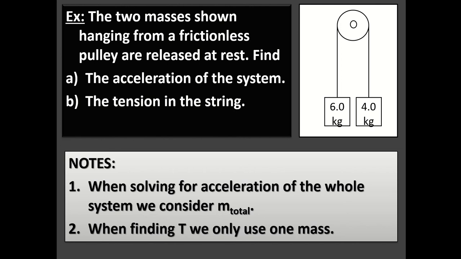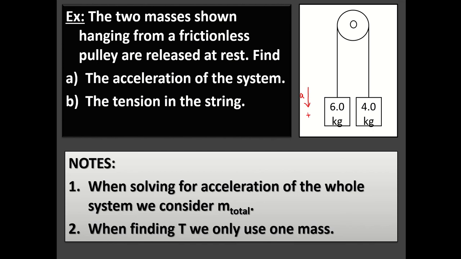Now in this case, if you look here, the masses are different. So we know that, from experience, the heavier mass should go down and the lighter mass should go up, which means we can predict the direction of the acceleration. Because I know this is going to go down because it's heavier, I'm going to say my positive direction is going to be this way, and this is going to be my acceleration going that way.